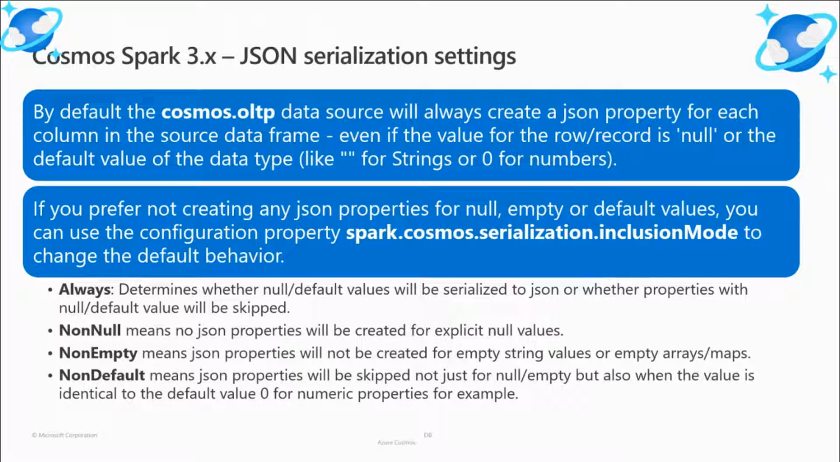And we have 4 different options here. Always means always serialize it. Non-null means no JSON properties will be created for explicit null values. Non-empty means properties will be skipped for empty string values or empty arrays, and then non-default will be skipped not just for null and empty, but also if the value is the default, such as 0 for numeric properties.